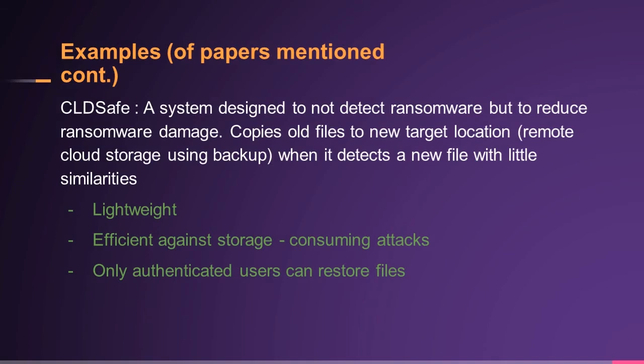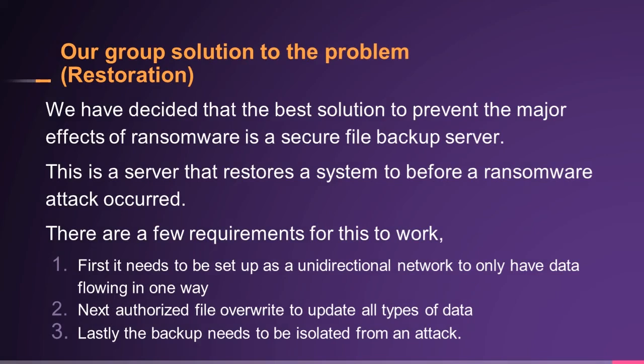restore files. We decided the best course of action to prevent major impacts of ransomware is a secure file backup server. How it works is it restores the system back to before a ransomware attack occurred. There are a few requirements though. First, it needs to be a unidirectional network to already have data going one way. Next, authorized files of rights to update all types of data in the server. Lastly, the server needs to be isolated from all attacks.